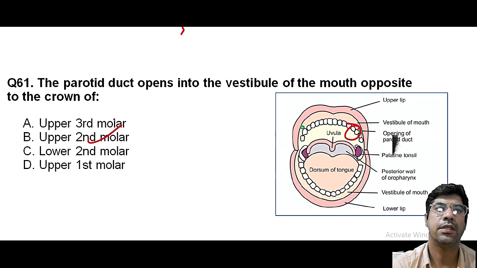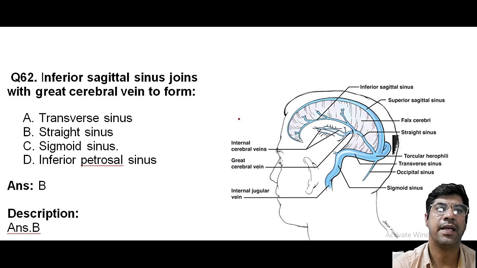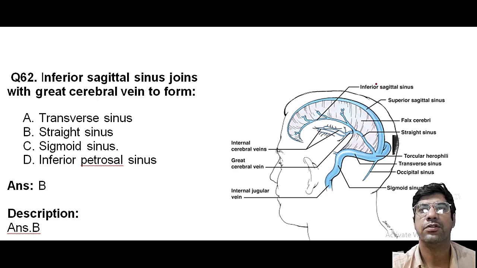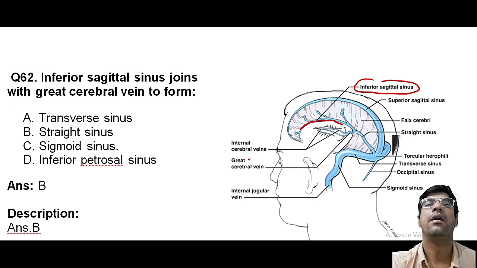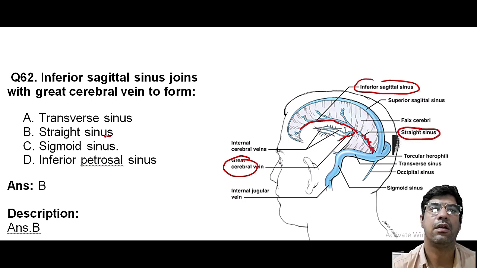The next question: the inferior sagittal sinus joins with the great cerebral vein. So this one is the inferior sagittal sinus, and it joins with the great cerebral vein. This one is the great cerebral vein, and together they will form what sinus? This is the straight sinus.